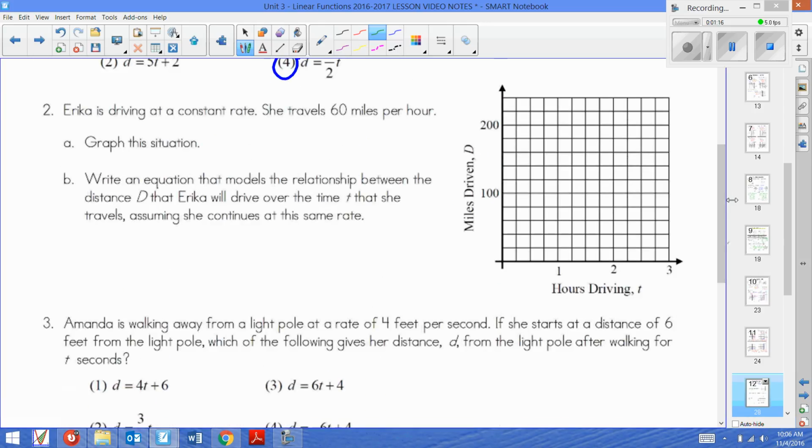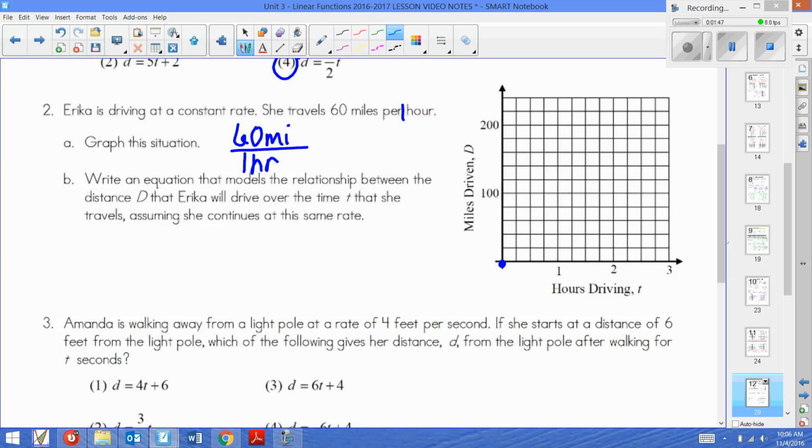Okay, moving on to number 2. Erica is driving at a constant rate and she travels 60 miles per hour. So that just means 60 miles every 1 hour. It says to graph the situation. So right away we know that if she doesn't travel any time, she doesn't travel any miles. So (0, 0) would be on the graph.